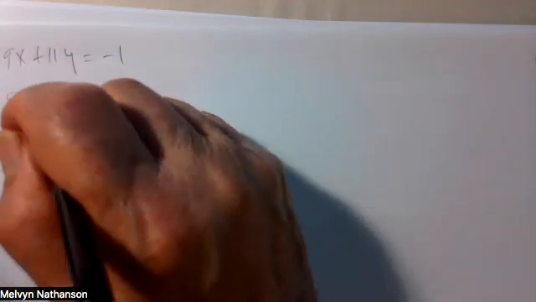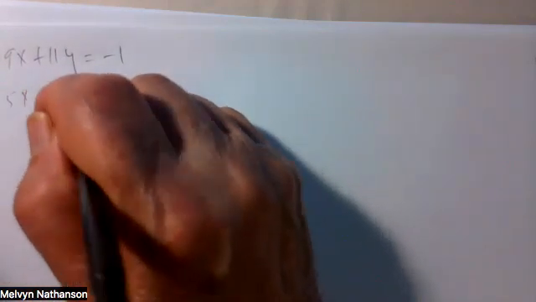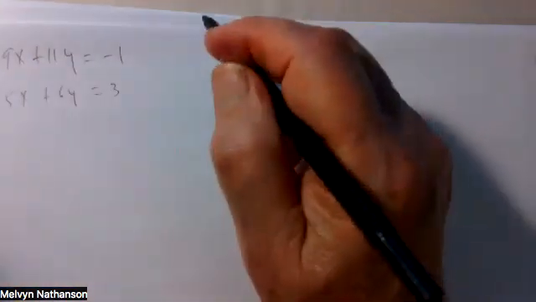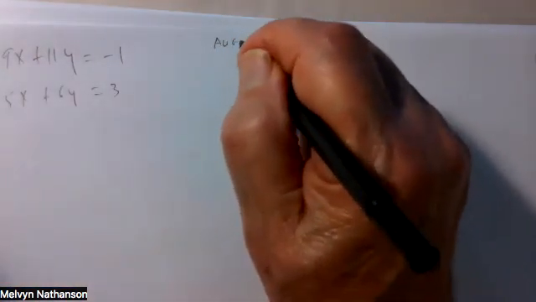So here's a system of equations. 9x plus 11y equals minus 1, and 5x plus 6y equals 3. And here I have the augmented matrix.